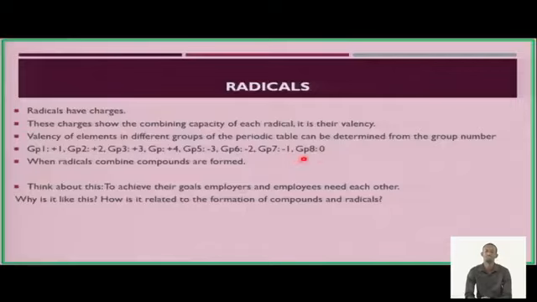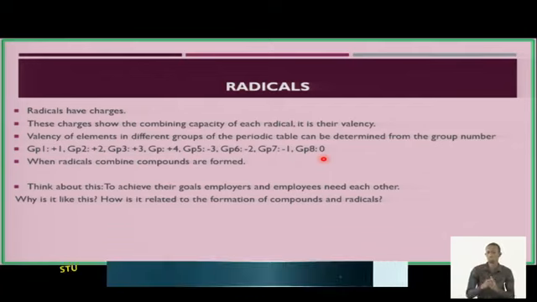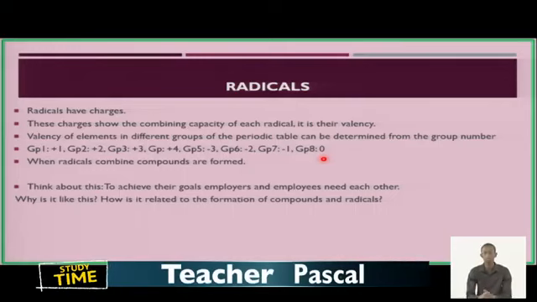And for group number 8, we consider these elements to be unreactive. They do not combine easily with other elements. So we consider them to have a valency of 0. They do not combine. That is what we consider.